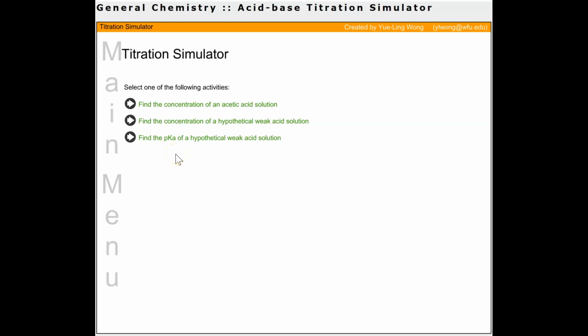Here's a quick run through on how you use the simulator for your assignment this week. The first one you're going to be doing is determining the concentration of an acetic acid solution. The second one you're going to be doing is determining the concentration of a hypothetical weak acid solution.